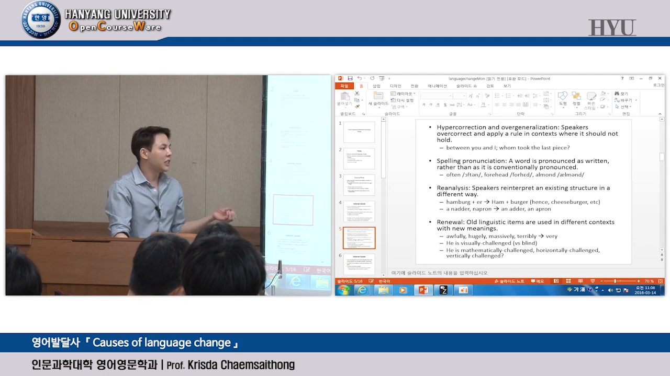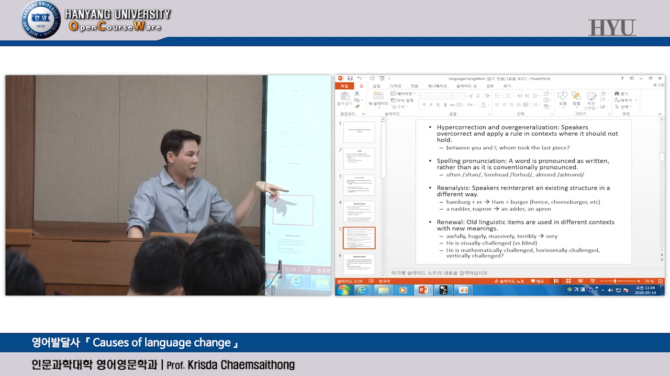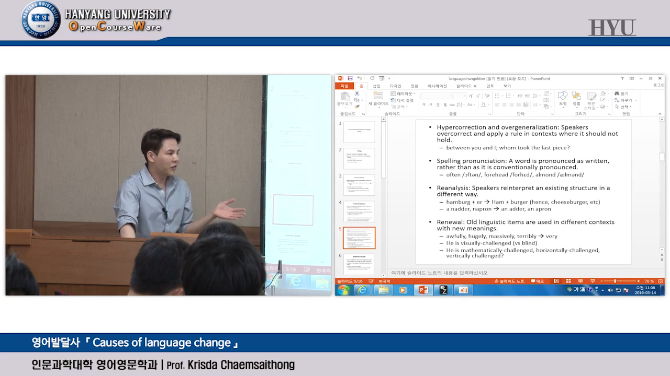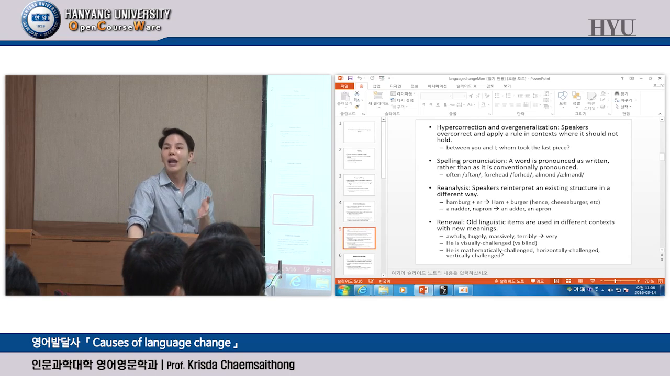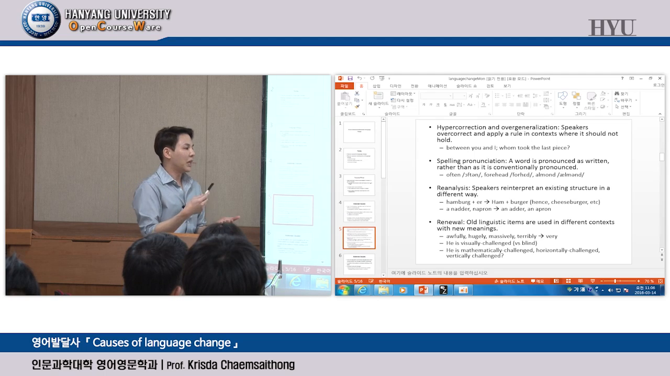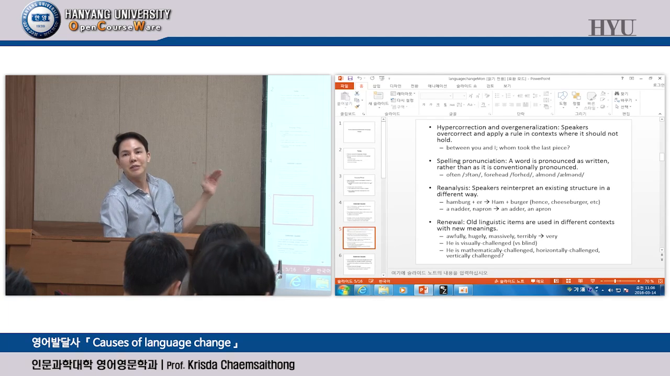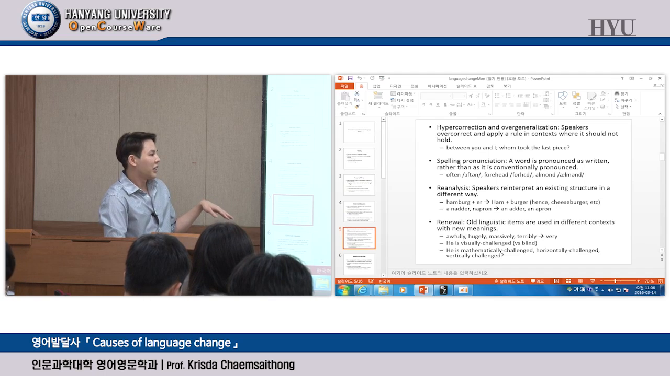Or he's visually challenged. We use the word challenge, right? Plus the adverb visually instead of just calling that person blind, like that, right? So this is called euphemism, right? To make the language more polite, euphemism. He is mathematically challenged. Is it good or bad? So he is bad, right? At mathematics, like that. Mathematically challenged.